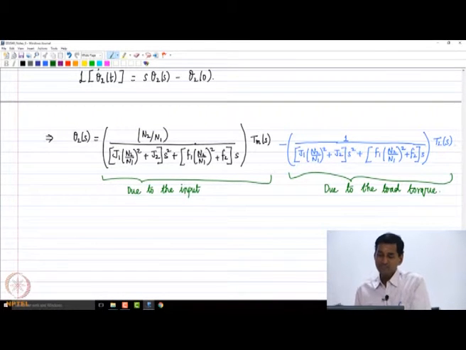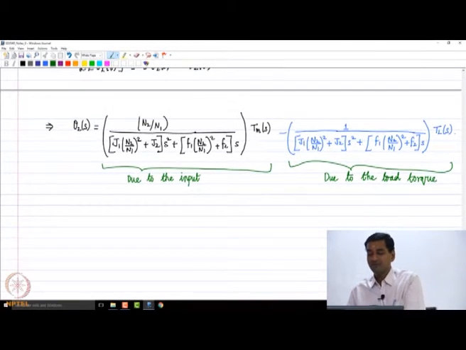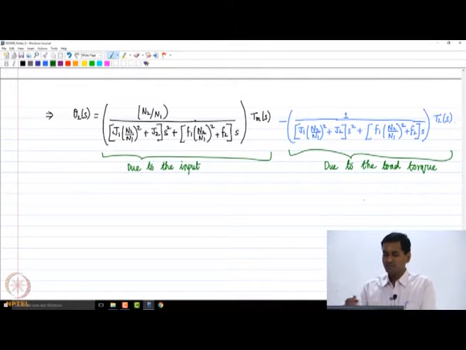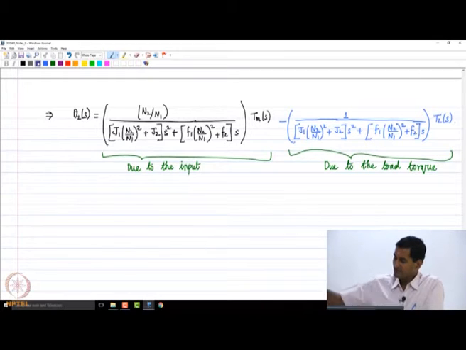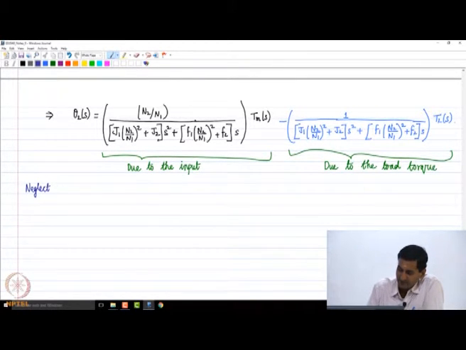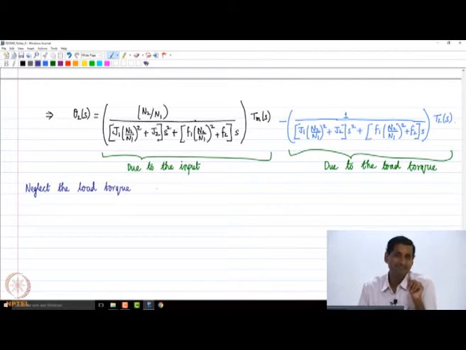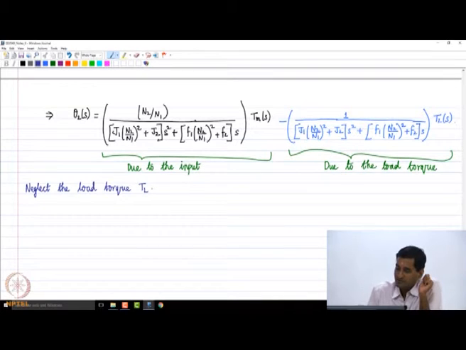But the plant transfer function per se is the function multiplying Tm(s), because that is the one relating the input and the output. So for further analysis and design, momentarily we will neglect the load torque, so that we can carry on with the analysis. Then we will revisit towards the end and see how our design is affected by the load torque. That's something we'll come back and look at. For the time being, let's neglect the load torque TL.